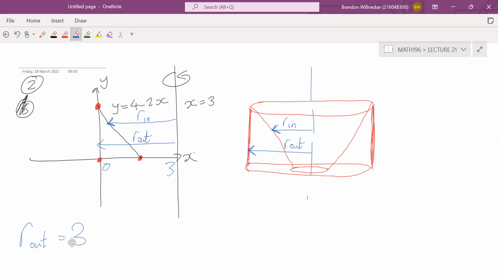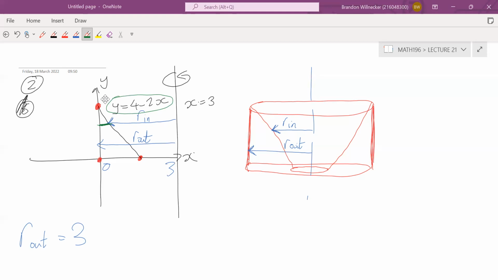What about R in? Well, R in is a portion of the total distance. There's still this distance left here, this green distance there. We need to figure out what that green distance is. So this green distance is just the x value of this line. Whatever the x value is, that's the green distance because it's our horizontal distance there.